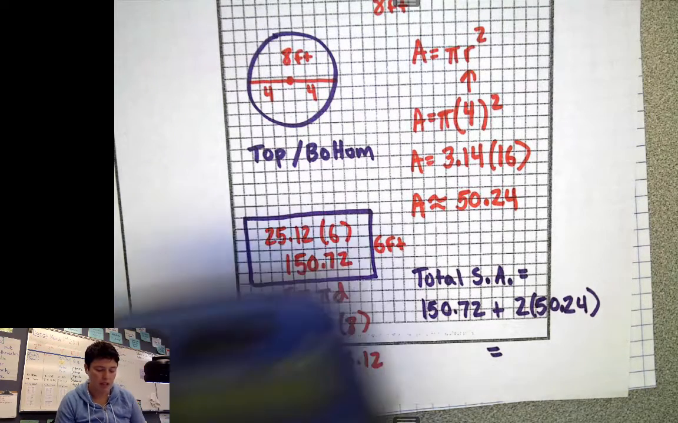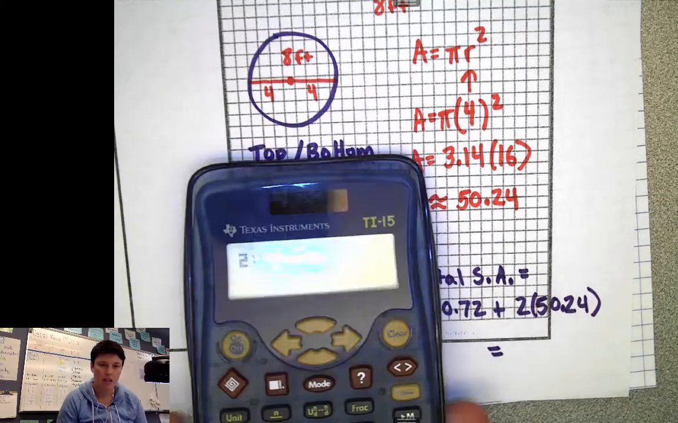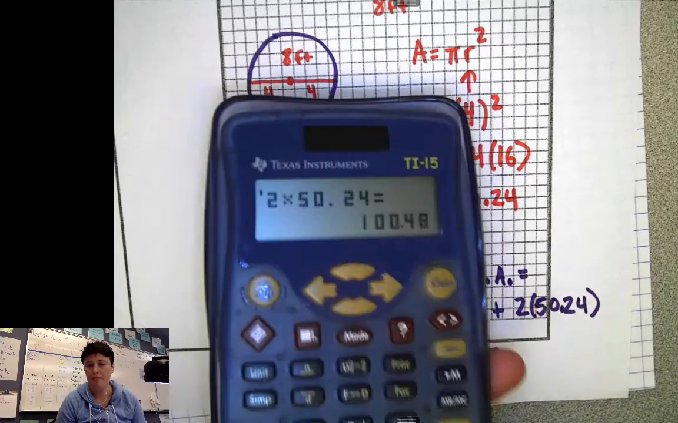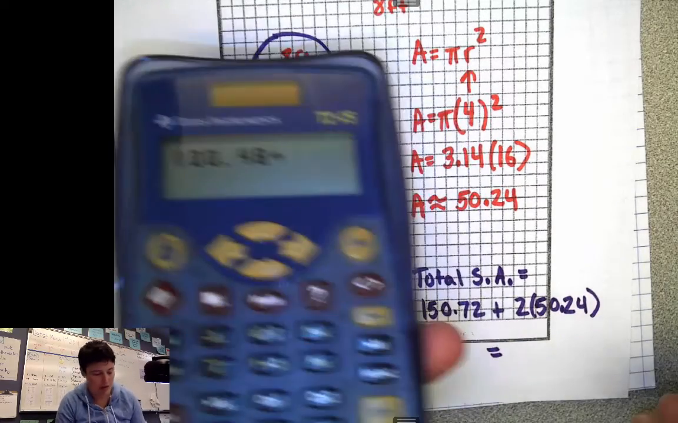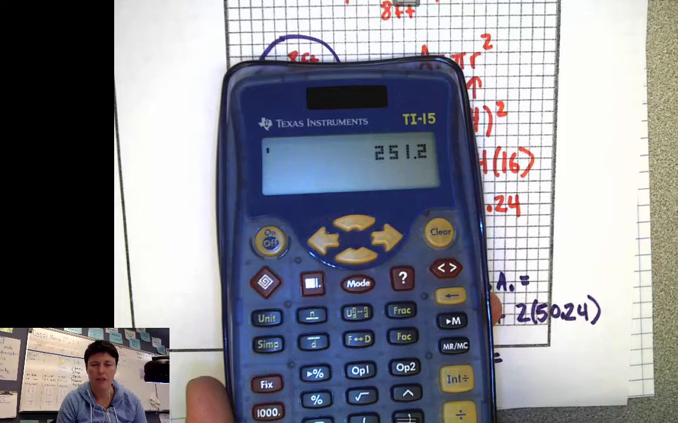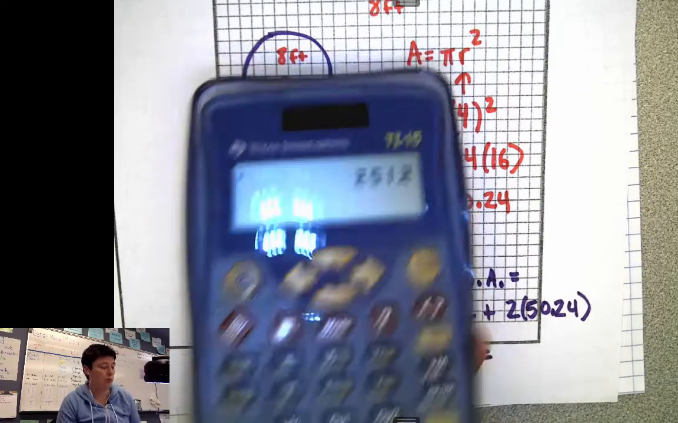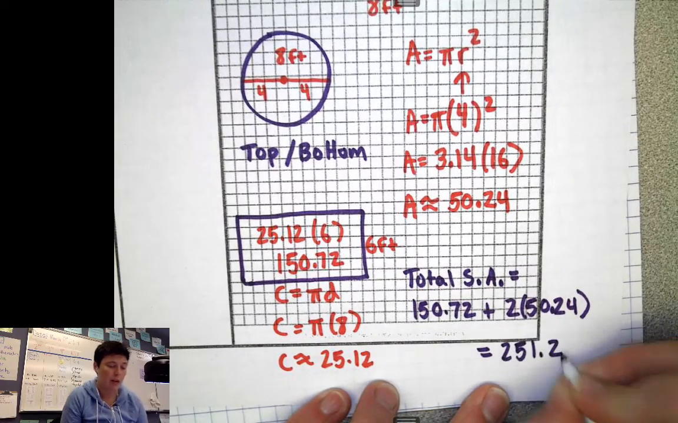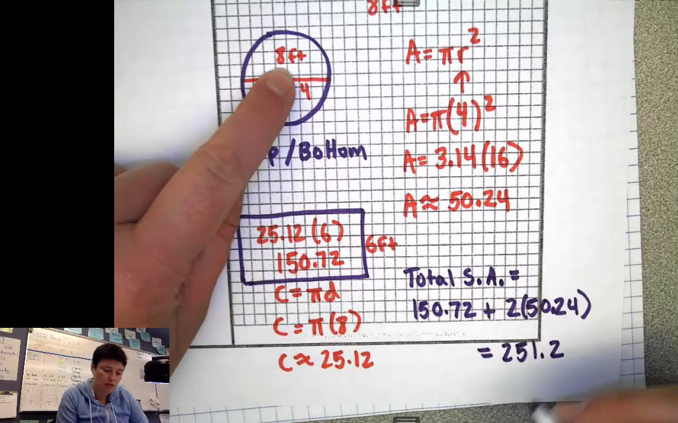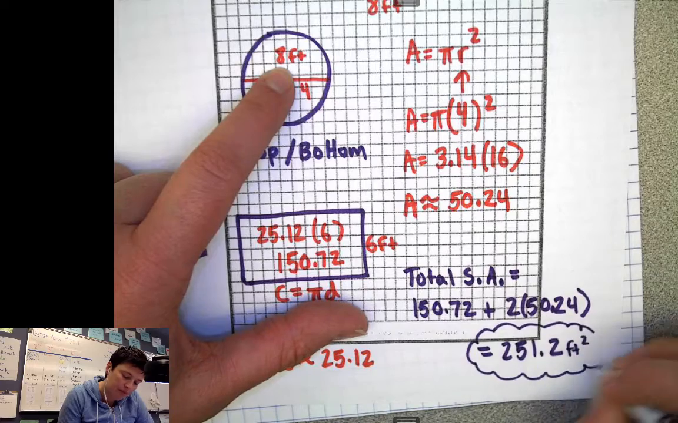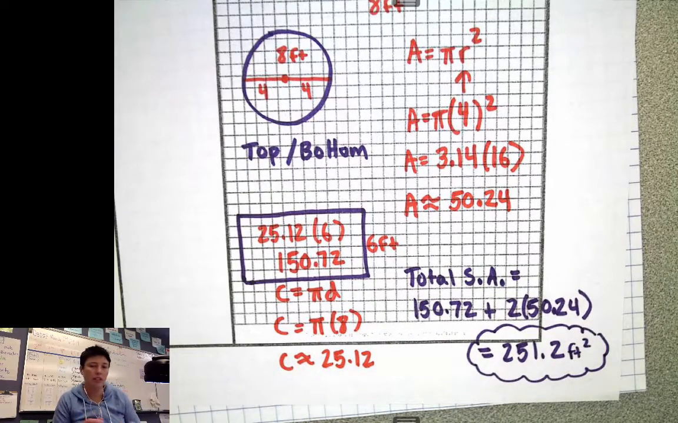And then I'm going to put mine in here. So 2 times 50.24. It's a little over 100. And then all I got to do is add on my 150.72. And let's see if we all kind of agree on an answer, 251.2. So the surface area is 251.2. Everything's being measured in feet, so we're going to write feet squared. And that is our solution. So the area of our cylinder is 251.2 square feet.